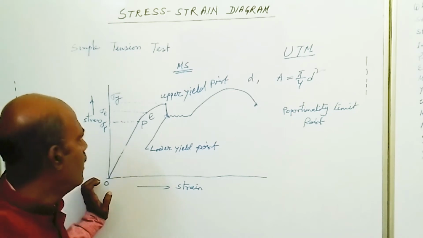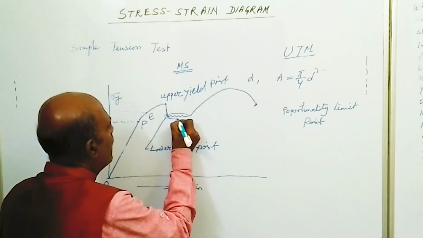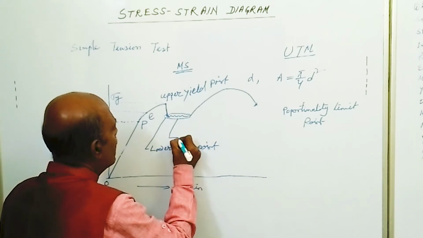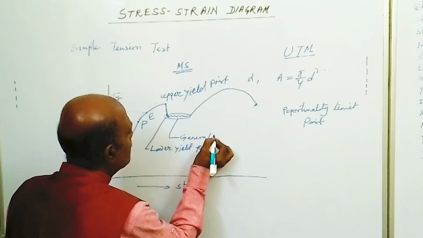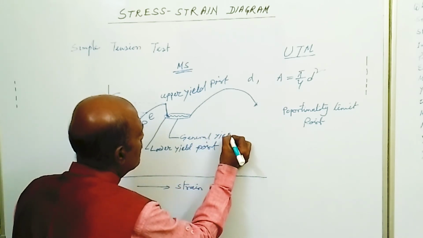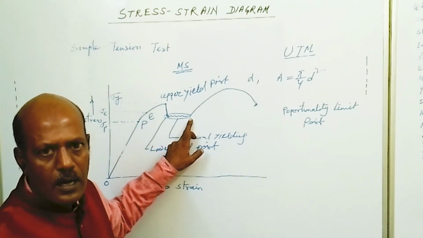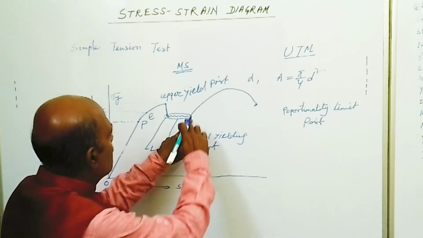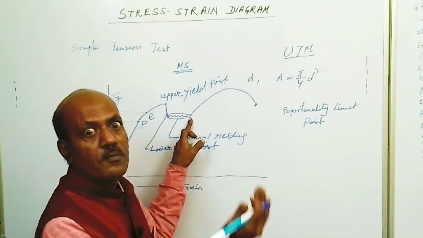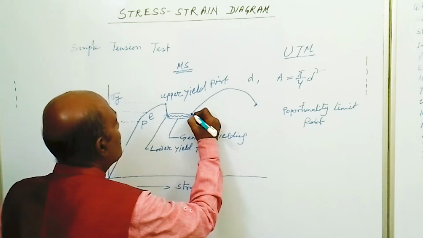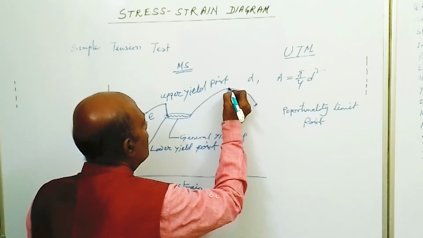Thereafter we will see a sawtooth type formation here, and this is known as general yielding. Once the general yielding is over, the stress or load required for further deformation increases from this point up to this maximum limit point.